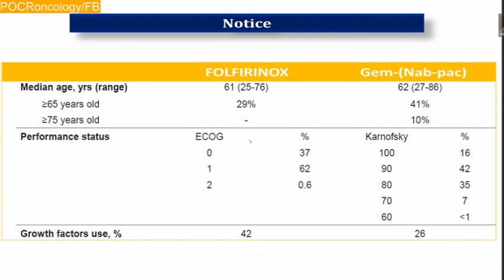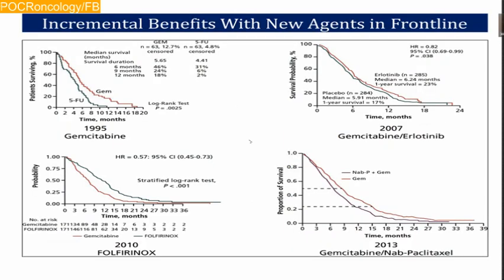However, the most important thing in these two trials, if you see the median age for FOLFIRINOX, they included only those with an age of most of the trial, 70%, below 65, and only one third were older than 65. However, in the gemcitabine trial, they did include patients up to 75. Now, regarding performance status, with FOLFIRINOX they included 0 to 2. However, in nab-paclitaxel, they reached up to 60% based on the Karnofsky scale. Now, 42% used growth factor in the FOLFIRINOX trial and with gemcitabine almost 26%.